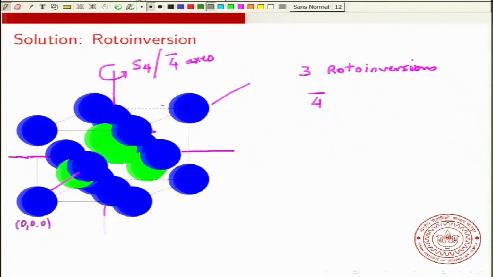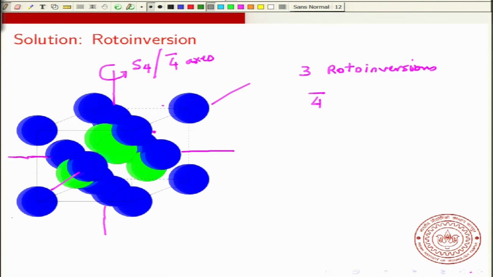So finally we will come back to the rotoinversions. We already talked about the rotoinversions. We said that each of these C2 axes is actually an S4 axis, or a 4-bar axis. So there are 3 rotoinversions in the diamond lattice. One will be in this direction, one will be in this direction. These two are in the plane of the paper, and then one is perpendicular to the plane of the paper, that is this direction.